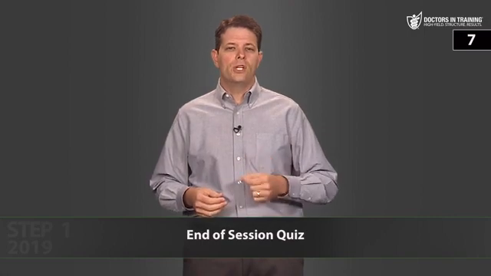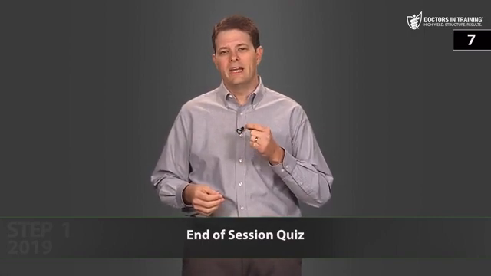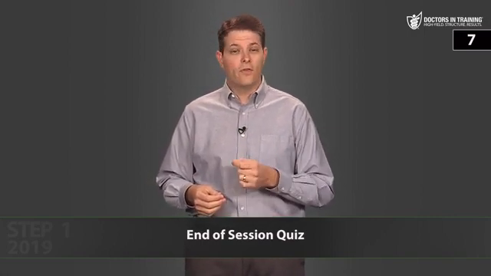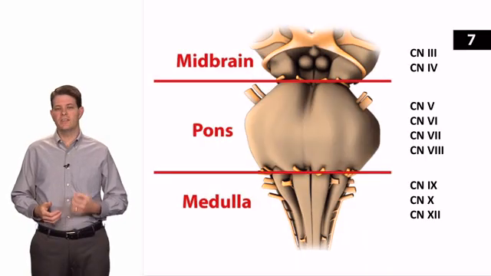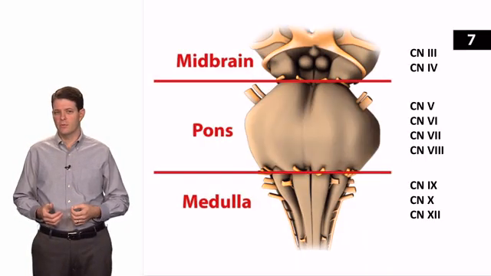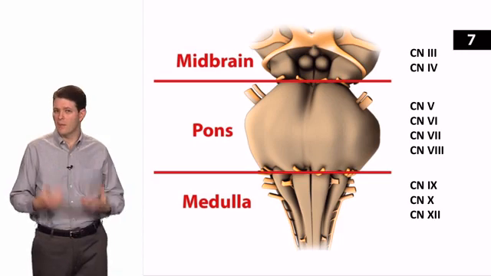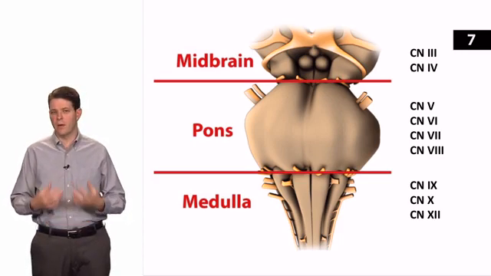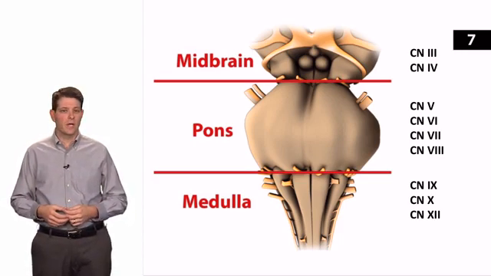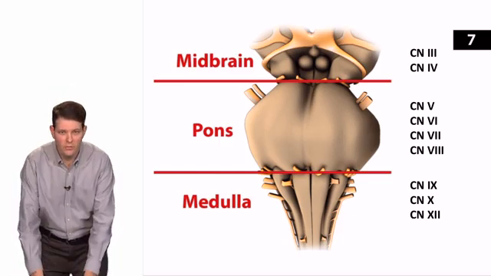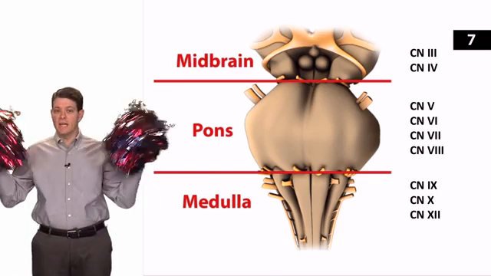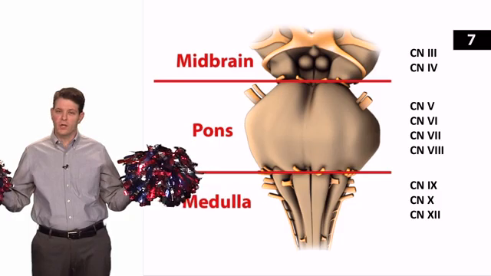First question, which cranial nerve nuclei are located in each of the following locations? So first is the medulla. That's cranial nerves 9, 10, and 12. Cranial nerve 11 is the spinal accessory nerve, so it originates in the spinal cord. Which nuclei are located in the pons? Remember, it's cranial nerves 5, 6, 7, 8. And in the midbrain, you have cranial nerves 3 and 4.